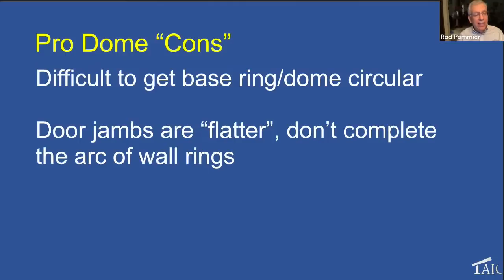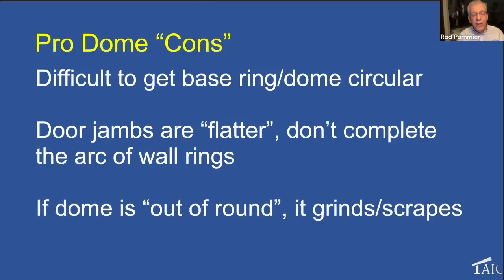What I found is that the door jambs on the left and right side of the door were flatter than the dome ring arcs, and it didn't really complete the arc of the wall rings and make a perfectly round circle like I needed. And so if the dome is out of round, when you rotate it, you end up with an ellipse grinding against a circle, and it will grind and scrape.